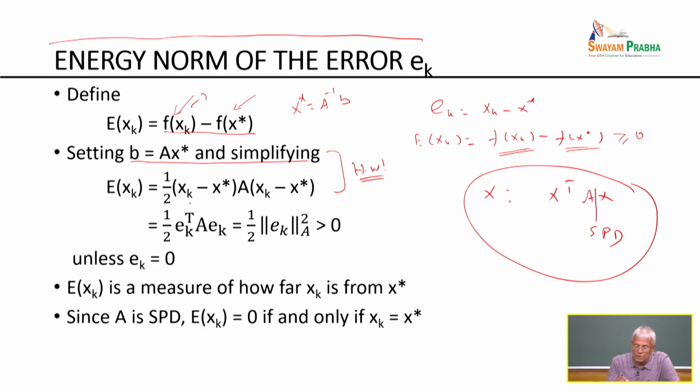So, this is equal to xk minus x star. It can be shown, I want you to simplify, E of xk is equal to 1/2 of xk minus x star transpose times A times xk minus x star, sorry, that is an error. But this is equal to Ek, that is equal to Ek transpose A Ek. So, this is equal to 1/2 of the energy norm of Ek.